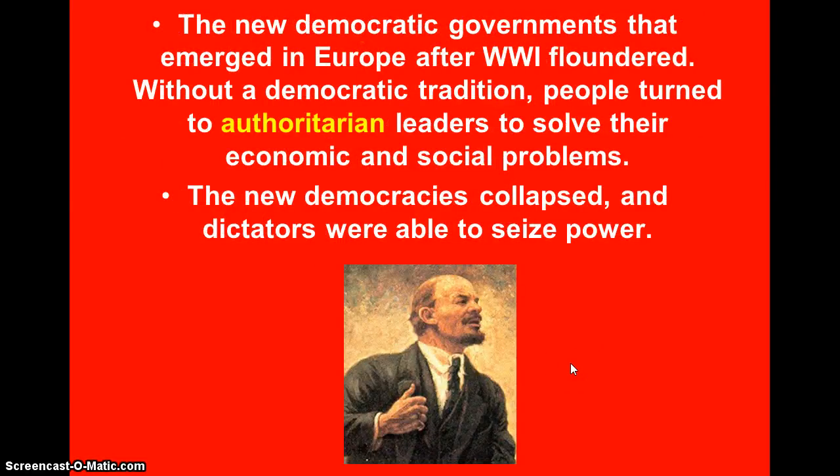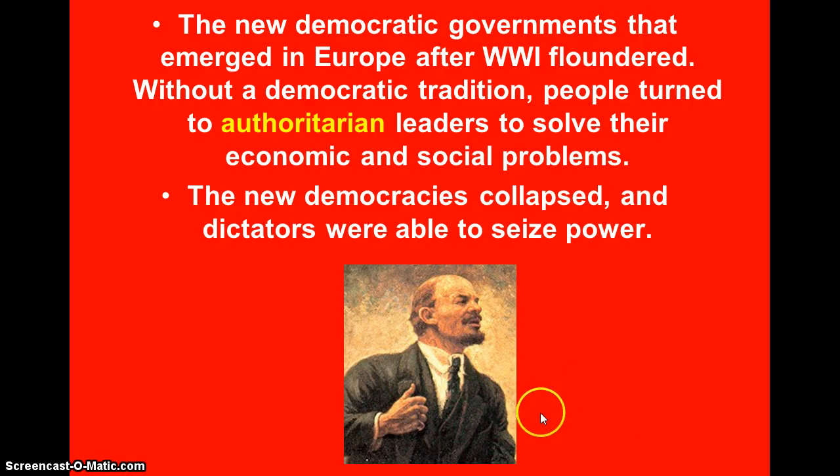So the new democratic governments that emerged in Europe after World War One floundered. They failed. And without a democratic tradition in Europe at the time, people turned to authoritarian leaders to solve the economic and social problems they were dealing with. So the new democracies collapsed and dictators were able to seize power.